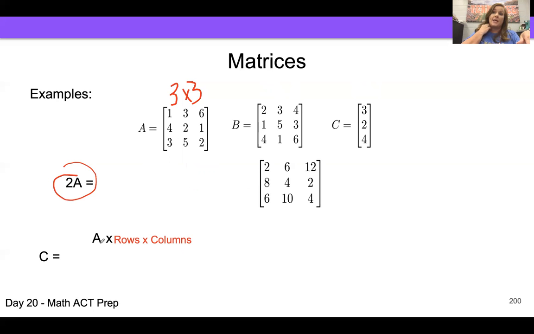Now this one says multiply A times C. Multiplying 2 matrices is a little tricky.